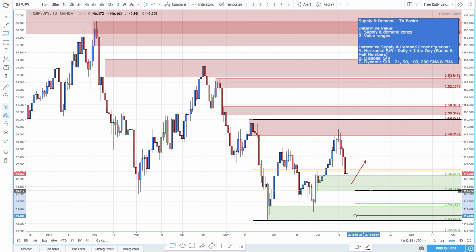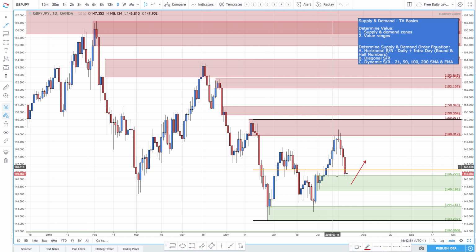And this would be the best level here if you're looking to buy the pound. This would be the cheap area. This would be your area to try and look to get short if you're looking to buy the yen.